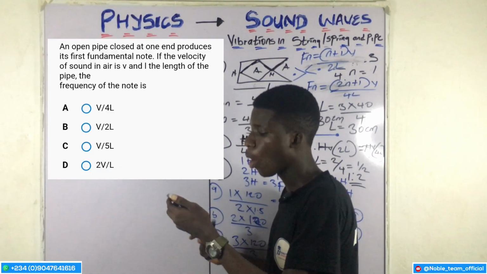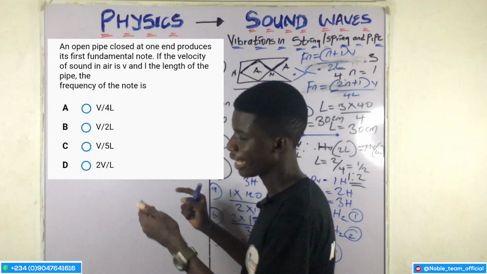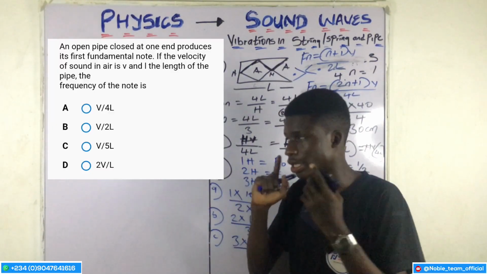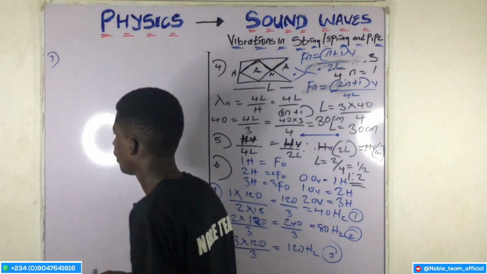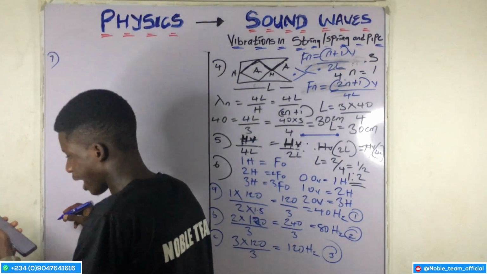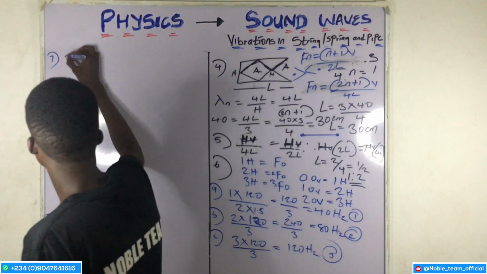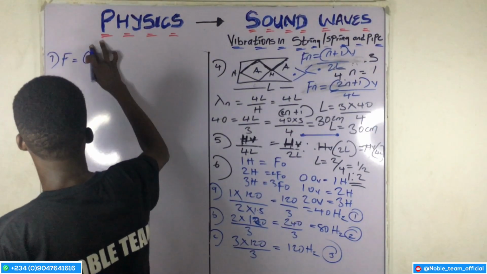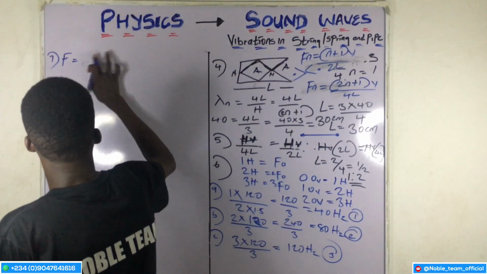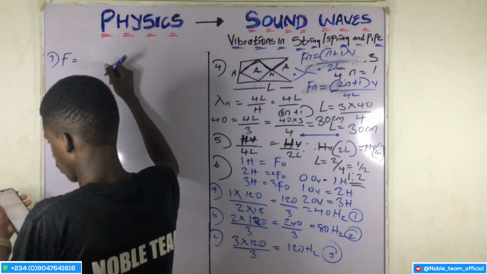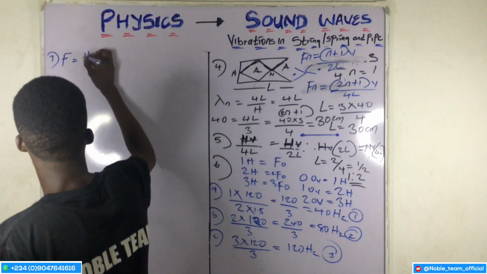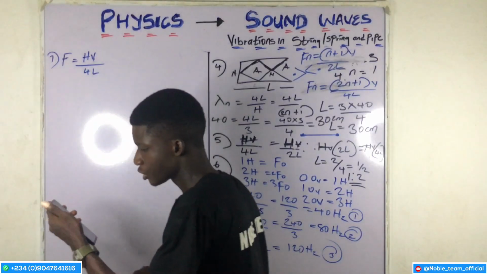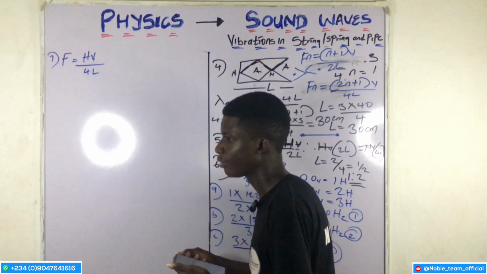So they said an open pipe closed at one end. They are talking about what? A closed pipe. And a closed pipe is being given because they asked us to give the frequency of the note, which is F. F is equal to what? F is given as V divided by 4L. Now in this question they said the first fundamental note.